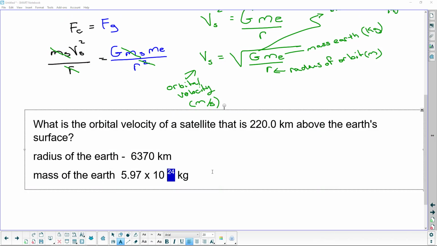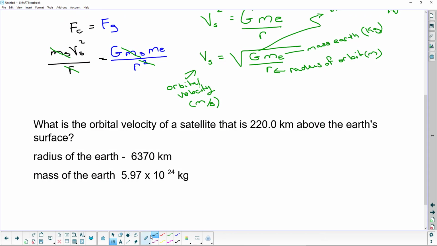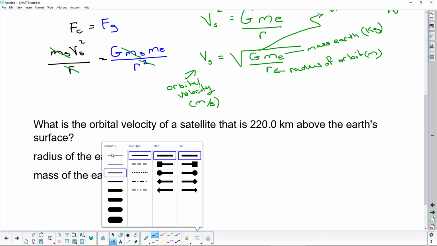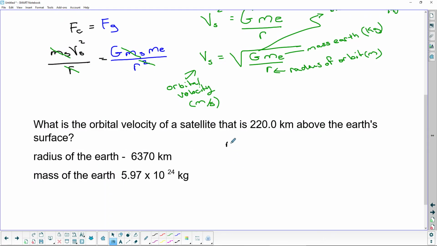So we have to be careful because we have to change it to meters. The first thing that we know is we know what G is already, so we're good there. The mass of the Earth we know, that's this 5.97. And the radius we have to calculate by taking the 6,370 kilometers and adding it to the 220 kilometers. And then we have to convert it to meters.